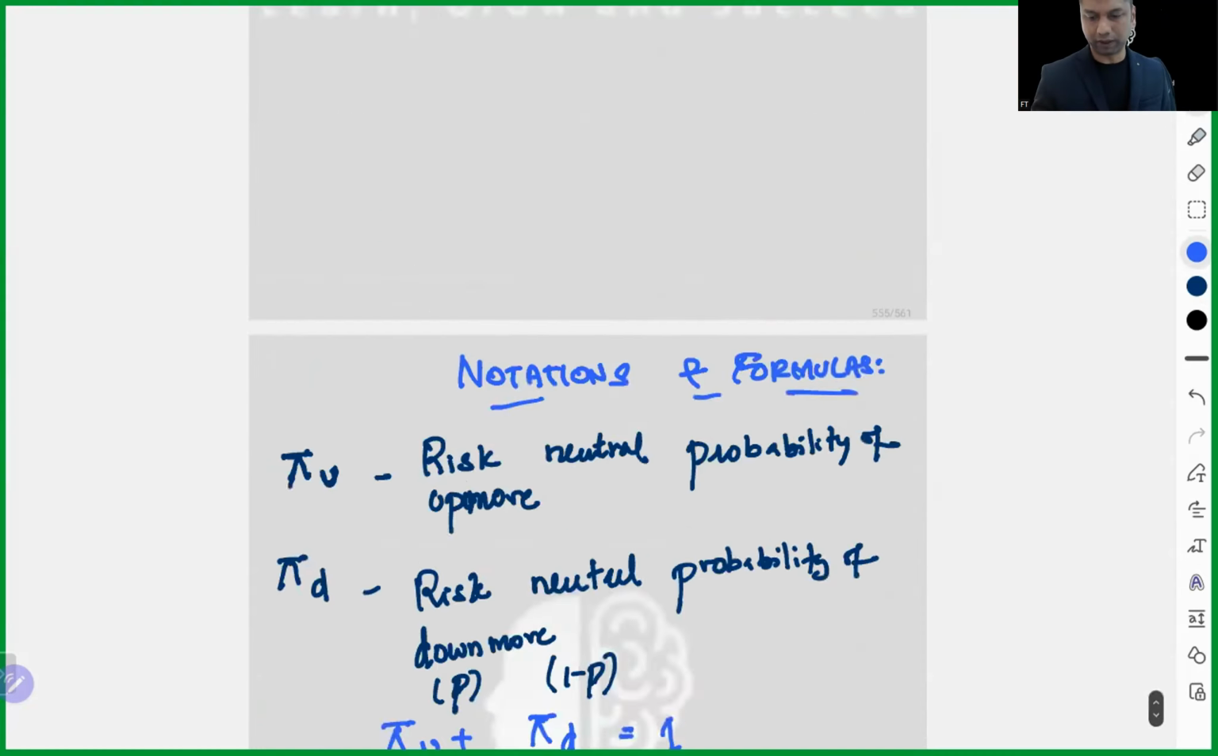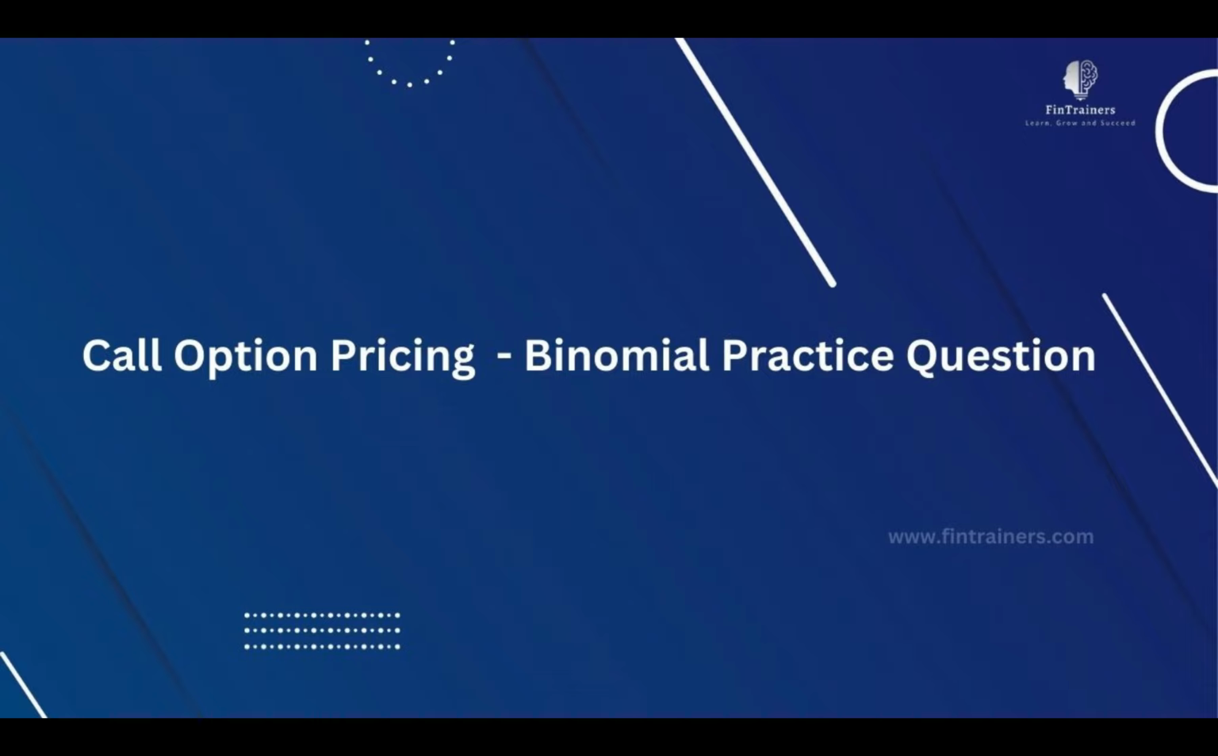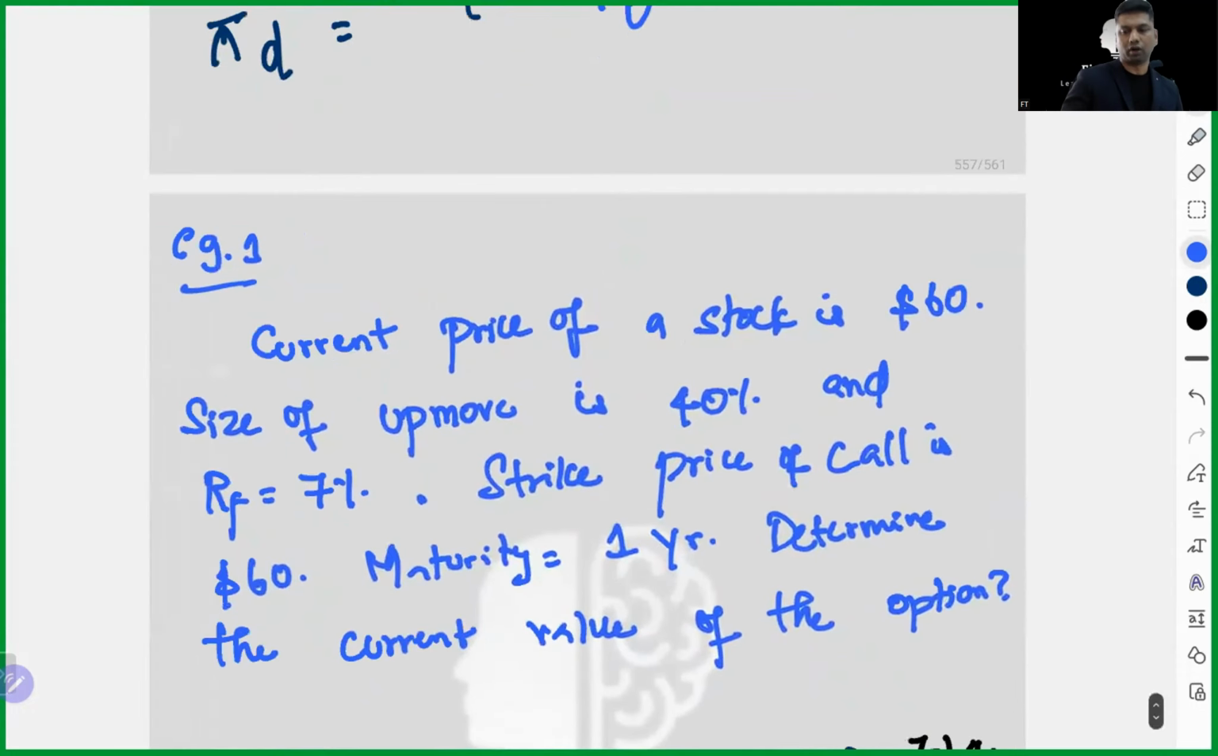Let's do this for one. Current price of a stock is $60. Size of up move is 40% and risk-free rate is 7%. Strike price of call is $60. Maturity is 1 year. Determine the current value of the option. Let's do this together. I will solve it, but you also calculate it along with me and make sure you are following. If you have any doubts, let me know.